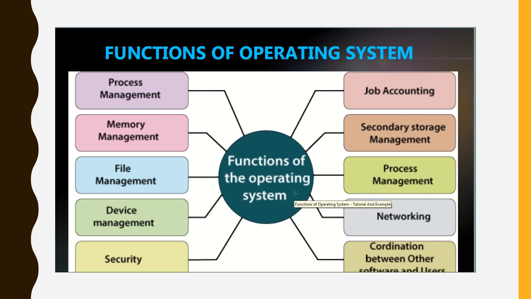Like booting is being done, no? So booting is done through your operating system. Now, networking means what? Like whether connections are connected correctly or not, that also is being done by the operating system. Now, coordination between other software and the user, that also is being done by the operating system. So these are the functions of operating system. How many functions does the operating system do? Total 10 functions are being done by your operating system.